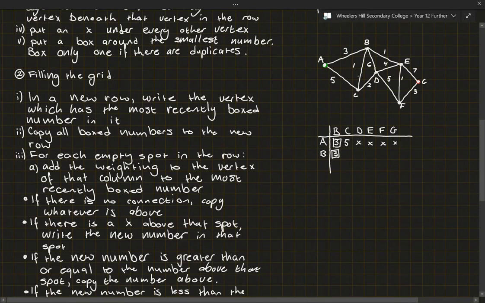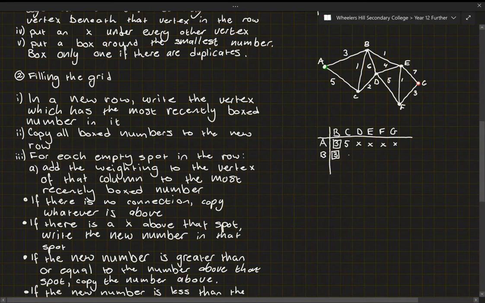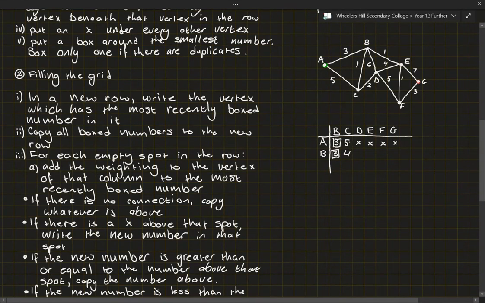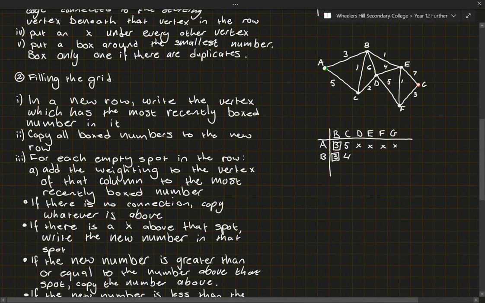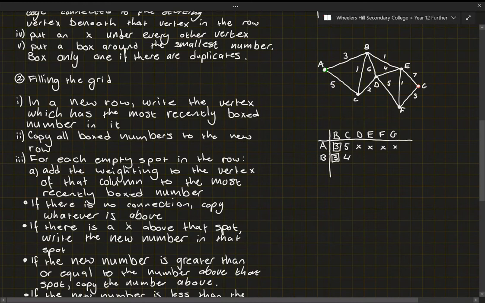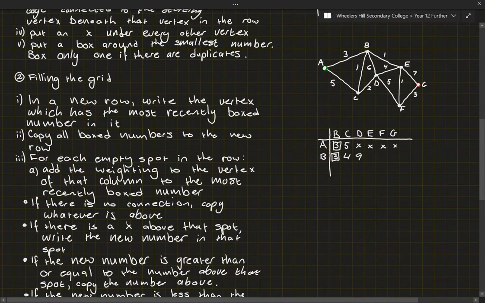We can see that B to C has a weighting of 1. And if I were to do 1 plus the most recently boxed number, that gives us a value of 4. So that means I'd put a 4 in this box, as 4 is less than the number above it. Brilliant. Let's have a look at B to D. I can see B to D has an edge weighting of 6. I do 6 plus 3 to obtain 9. The spot above here has a cross in it. This means a new connection is being formed, and we put the new number in.